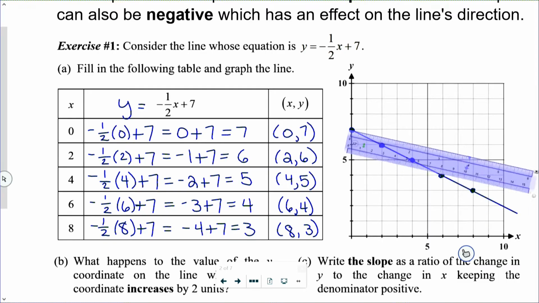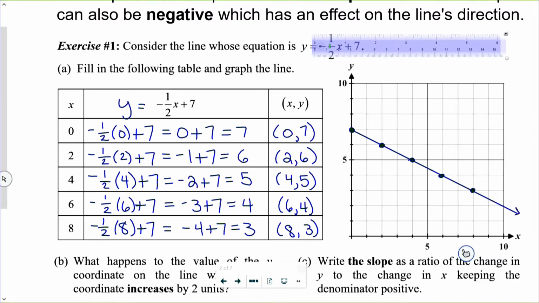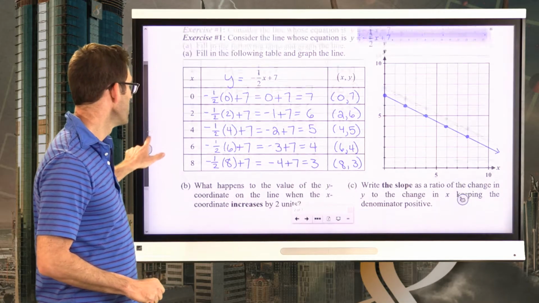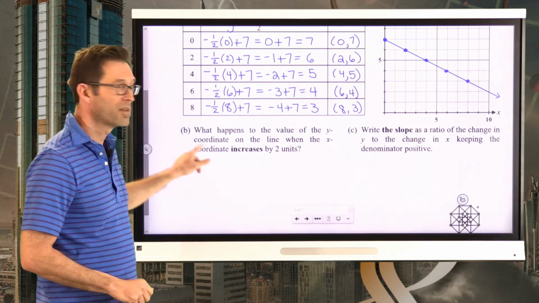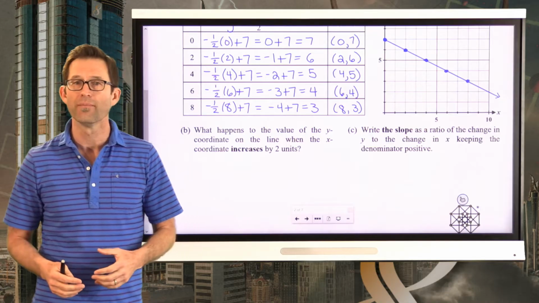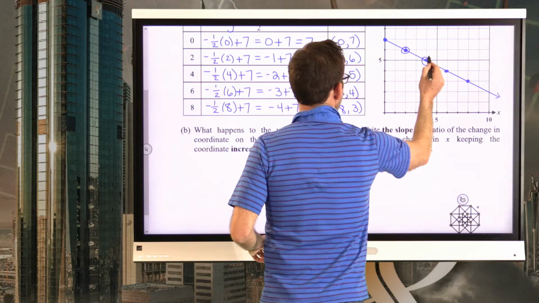Again, we're really looking at a ray here instead of a line, but we're going to change that eventually in this lesson. But there we have it. This is the first time we've seen a line that does this. Let's get into it in letter B. What happens to the value of the y-coordinate on the line when the x-coordinate increases by 2 units? This is critically important. So, let's say I take these 2 points.